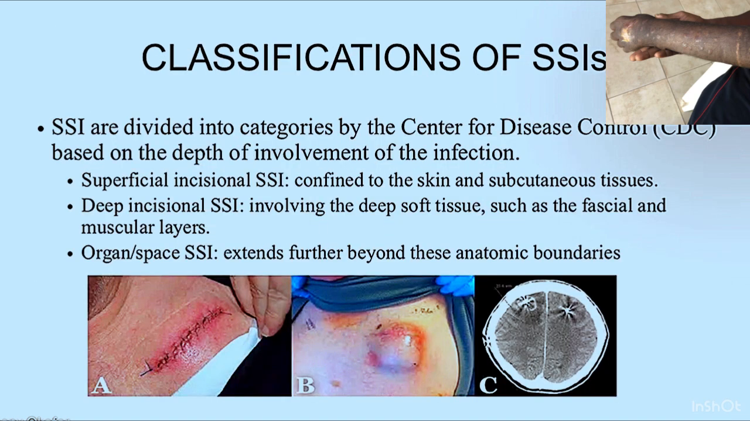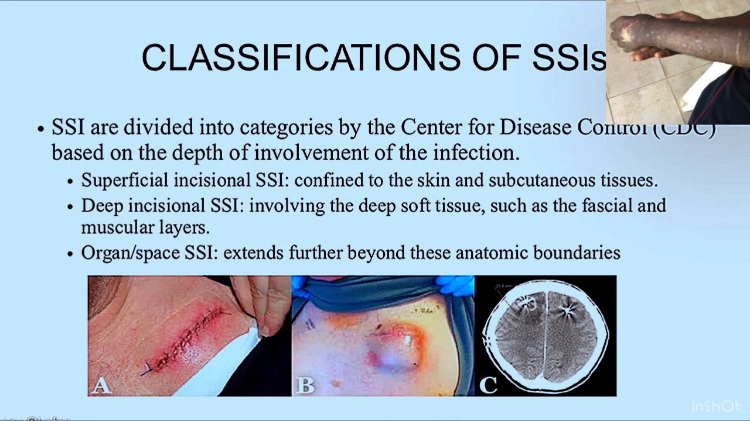So the classification of surgical site infection has been categorized by the Centers for Disease Control and Prevention based on the depth of involvement of the infection. So majorly, they are divided into incisional surgical site infection and organ or space surgical site infection. The incisional surgical site infection can be superficial or deep, based on the level of involvement.